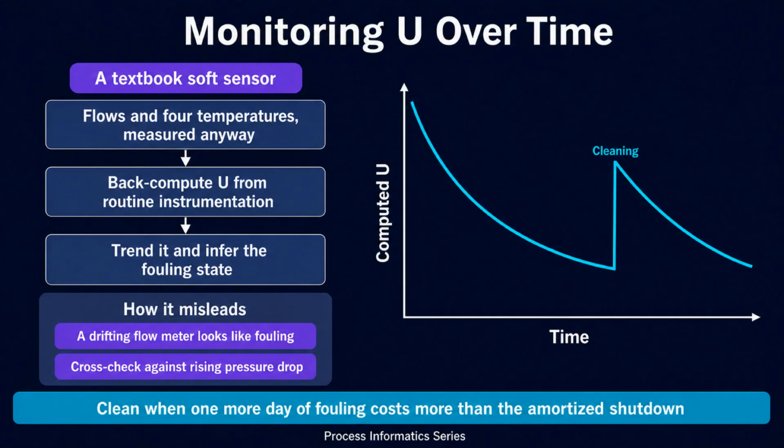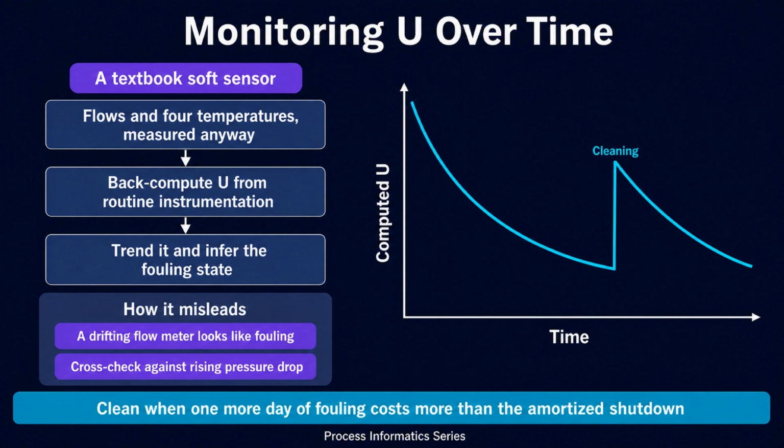Operationally, fouling is monitored rather than guessed at. Flows and four temperatures are measured on every serious exchanger anyway, so the overall coefficient can be back-computed continuously from routine instrumentation and trended over months. That is a textbook soft sensor from our chemical engineering introduction series. The quantity you want, the fouling state, is not measurable directly, so you infer it from cheap measurements you already have. Its failure modes are the usual ones.